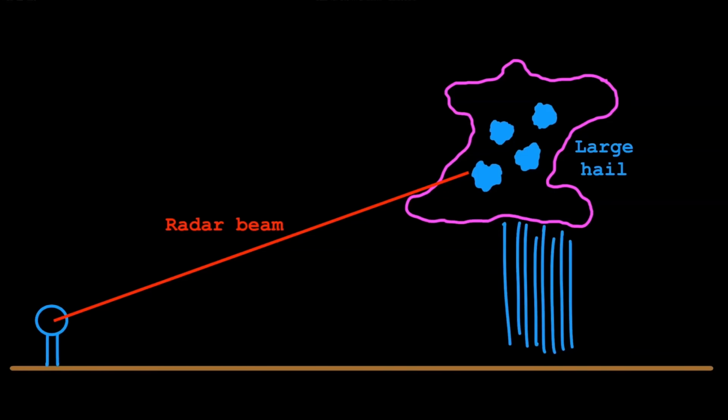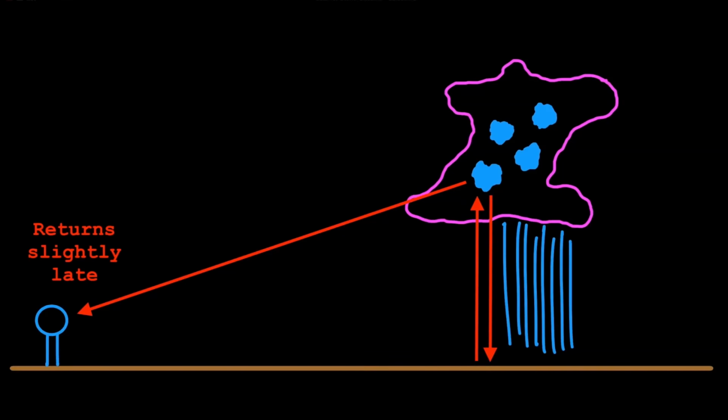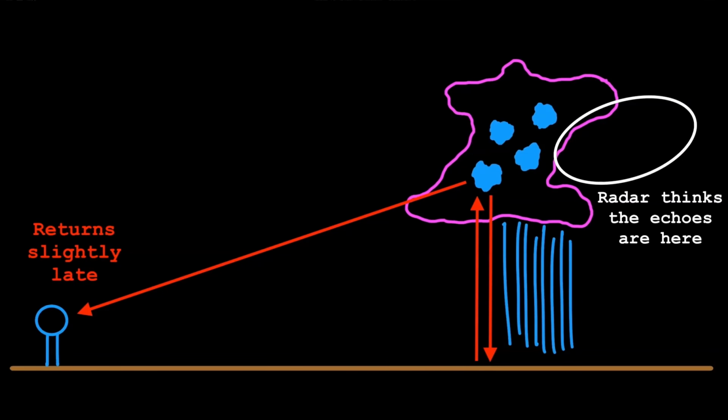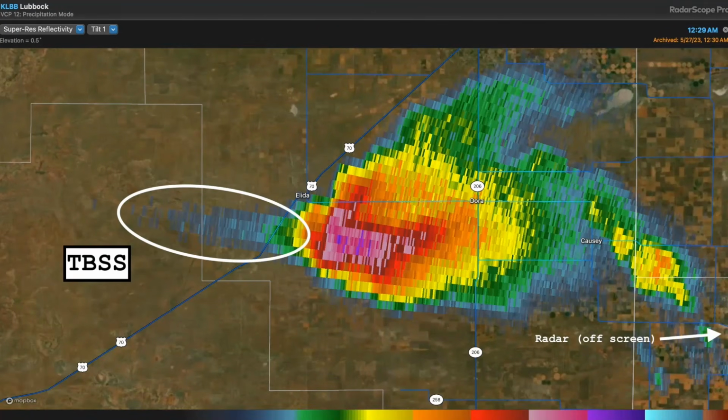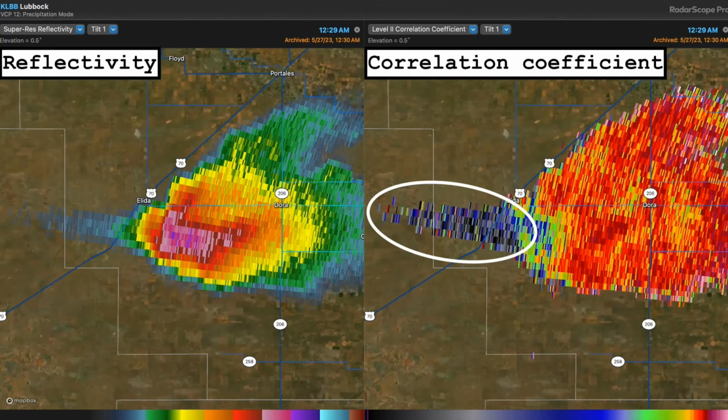As energy within the radar beam hits large wet hail within a storm, some of it gets reflected toward the ground, then back to the storm, then back toward the radar. It's scattered 3 times, hence the name three-body scatter spike. This portion of the energy returns to the radar slightly after the remainder of the energy returns, so the radar thinks that these echoes are slightly farther along the radial than they actually are, creating the spike on the side of the storm opposite the radar. A TBSS will also show up in other radar products, including velocity and the suite of dual polarization products. Notice the significantly decreased correlation coefficient within the TBSS, indicative of non-meteorological returns.